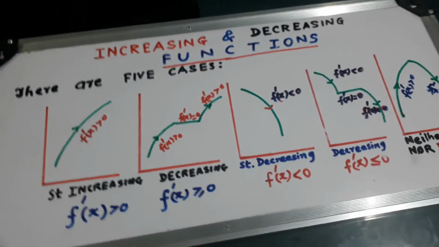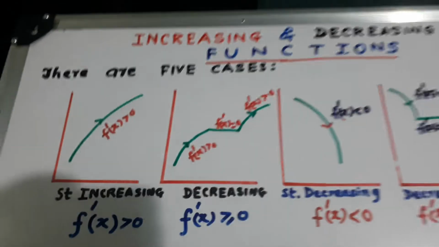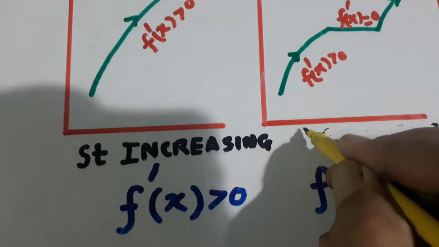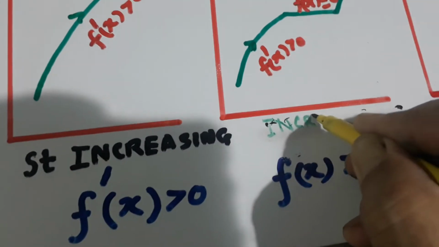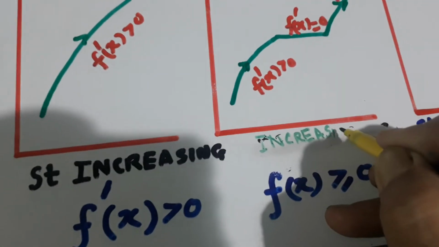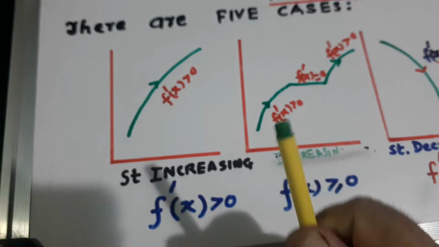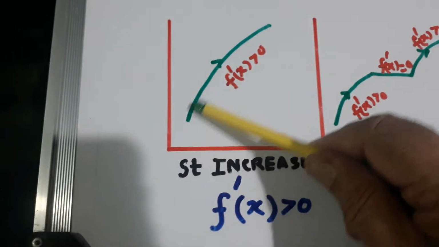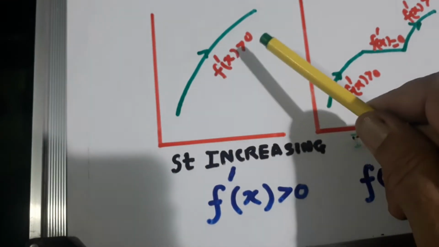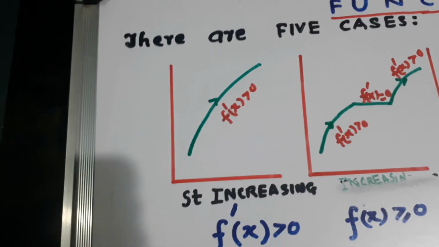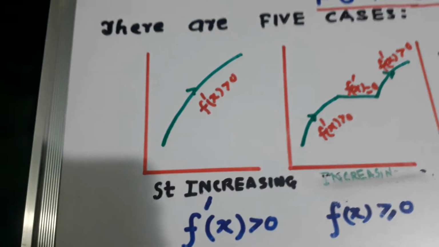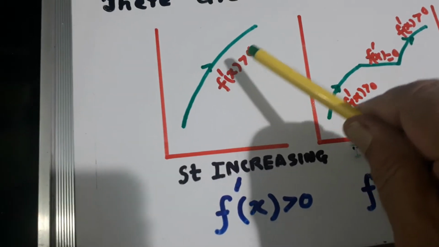Now, in this case, this is increasing. Now look here, what are the conditions? If you draw a tangent at any point on this curve, the slope of the tangent will be positive. It will make an acute angle. So acute angle means theta will be less than 90 degrees. Tangent theta will be positive. So it means slope will be positive.